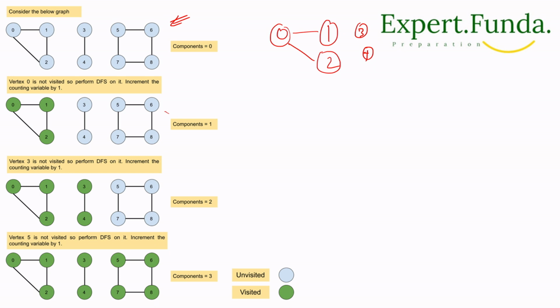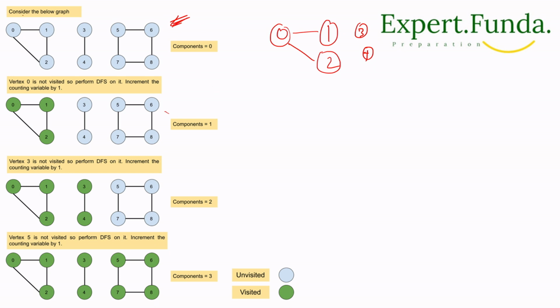So each time we finish exploring a connected component, we can find another vertex that has not been visited yet, and we will start a new DFS from there. And the number of times we start a new DFS will be the number of connected components, right? So that's why I have taken this example.